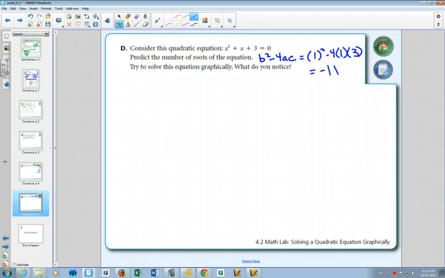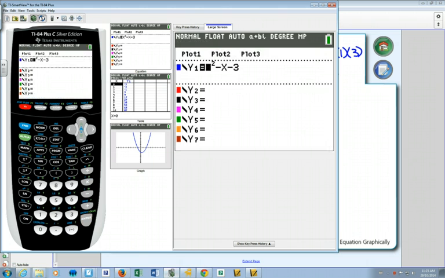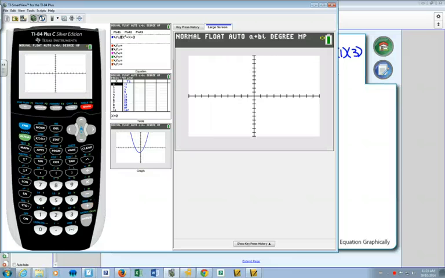So now when we graph this one, a couple of nice things happen with the graph. You go to y equals. The only thing different is these are plus signs, so I can just go over top of my plus signs, plus, plus, and I graph it now. And we notice our graph has no x-intercepts. So anytime that your discriminant is negative, you're going to have a graph that never touches your x-axis.